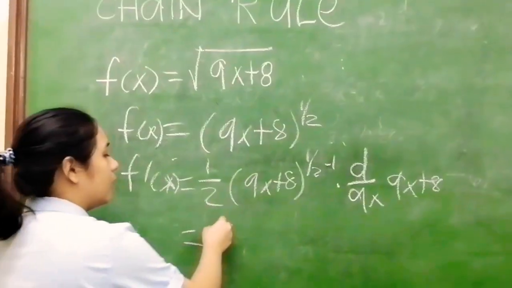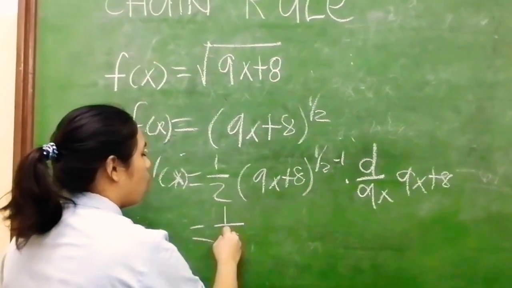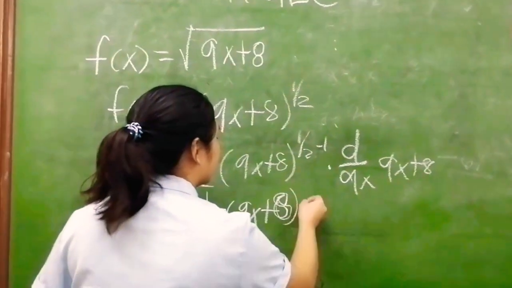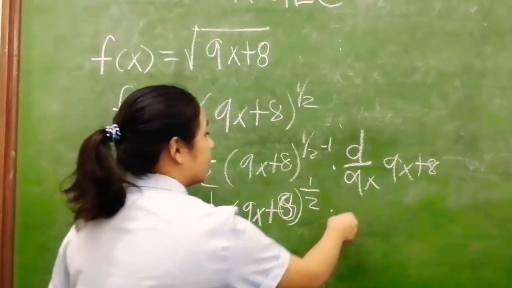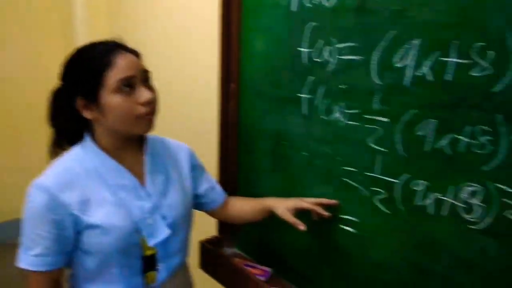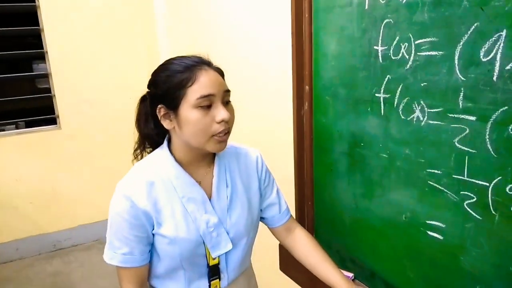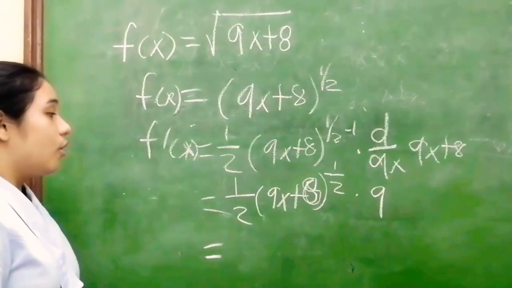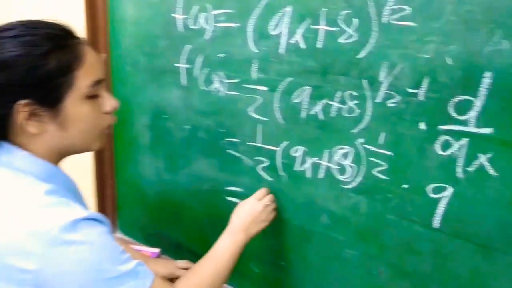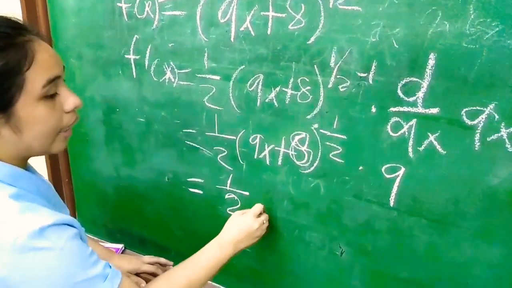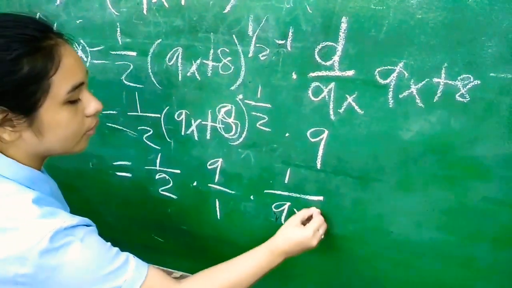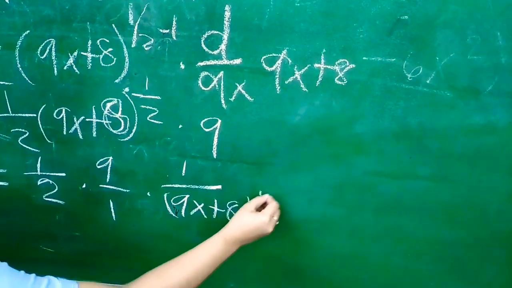Next, let's copy the first half of our derivative: 1/2 times (9x + 8) raised to the power of negative 1/2 times 9. This is the derivative of our second problem, but we can still further simplify this by changing it into radical form, since we have a negative exponent. So 1/2 times 9 over 1 multiplied by 1 over (9x + 8) raised to the power of 1/2.